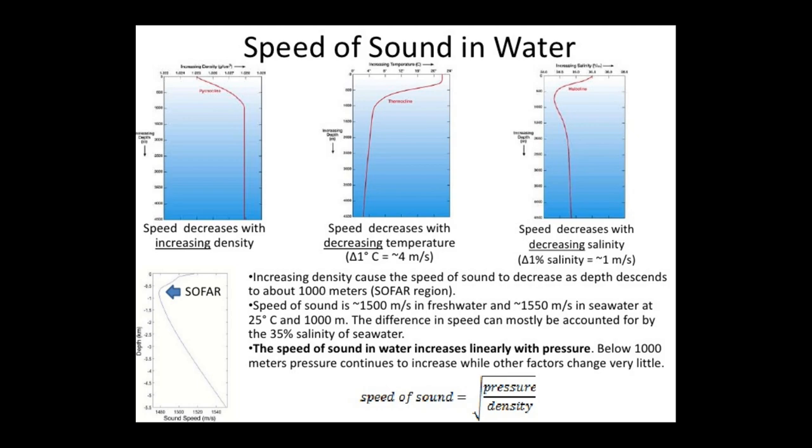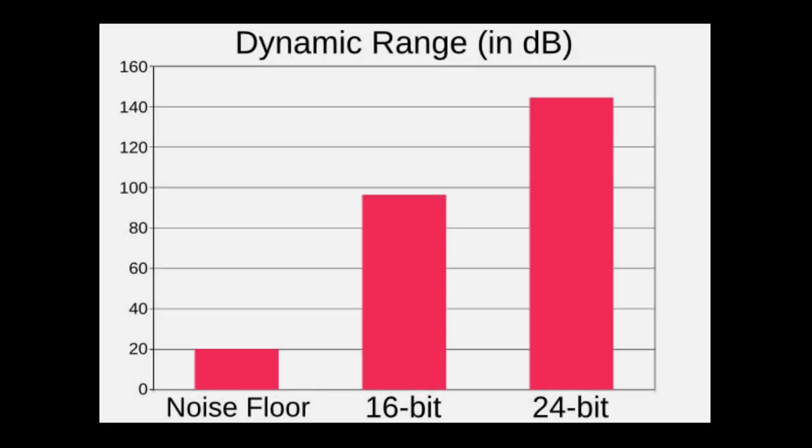All of this considered, what's the big takeaway? If it's dead quiet, you could most likely hear the noise floor of a 16-bit bit depth audio recording, but with a 24-bit bit depth, you're a lot less likely to. But what about a 32-bit bit depth?